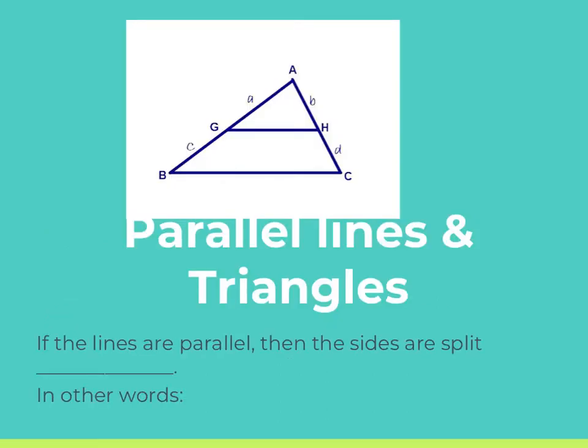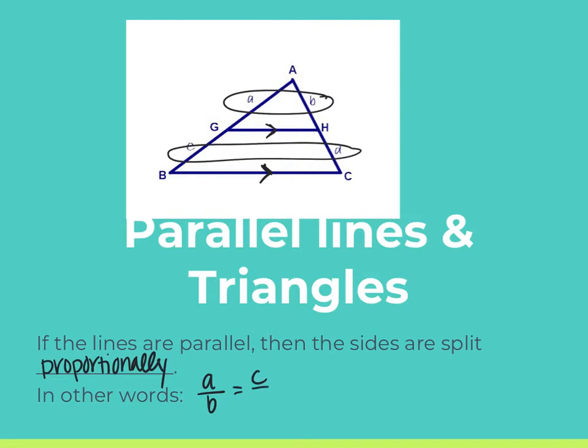When we have parallel lines in triangles, what happens is if the lines are parallel, then the sides are split proportionally. In our triangle, these two lines we're saying are parallel. So in other words, A over B has to equal C over D. Notice with this, A and C are on the same side, B and D are on the same side, so those are lined up in that manner.